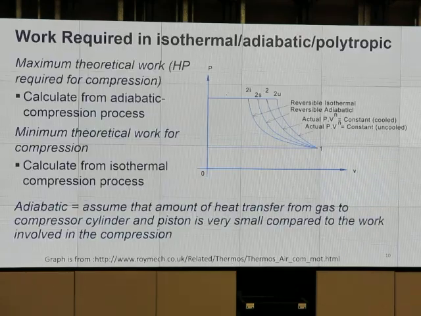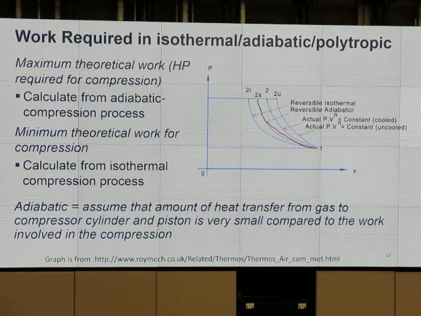When you do this, you remember this? Less or more? The area under the curve is the work required to do the compression. And this is theory, and another one is actual. So Emily, is isentropic horsepower less or more than the actual required horsepower?